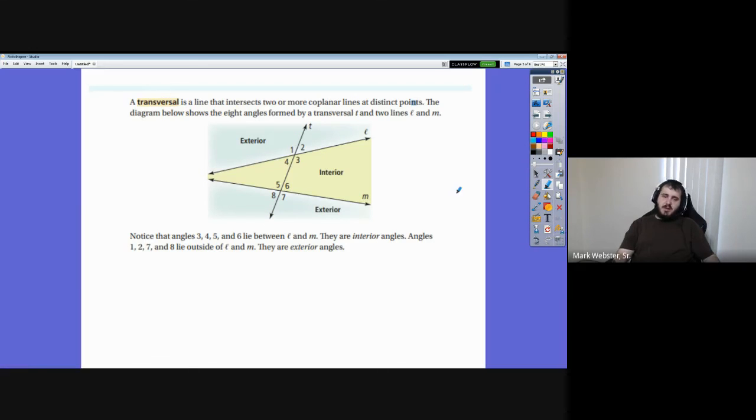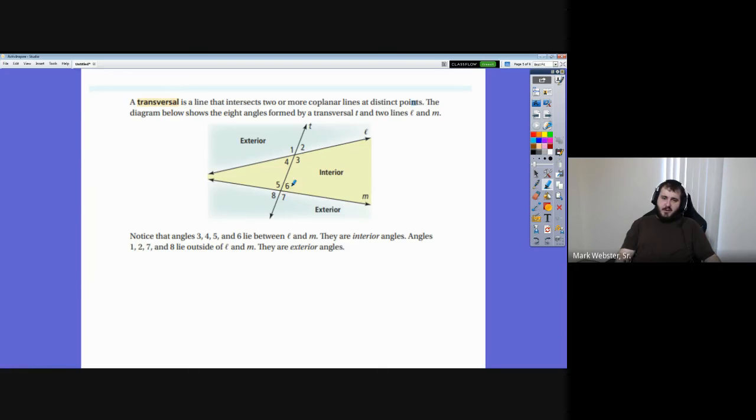And then more importantly, when you have this sort of situation, you get angles that are on the interior of the figure, and then you get these angles out here that are on the exterior of the figure. And you know, also with the transversal, you get angles that are on the same side as each other, and then you get angles that are on opposite sides of each other.